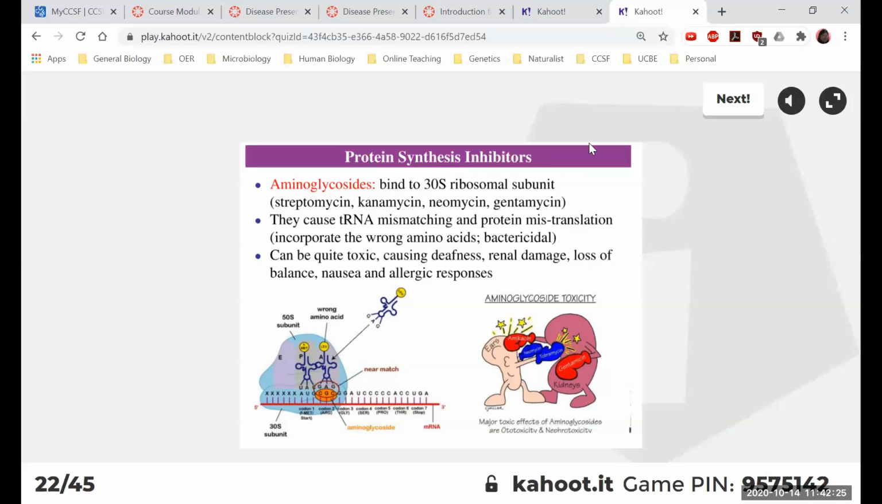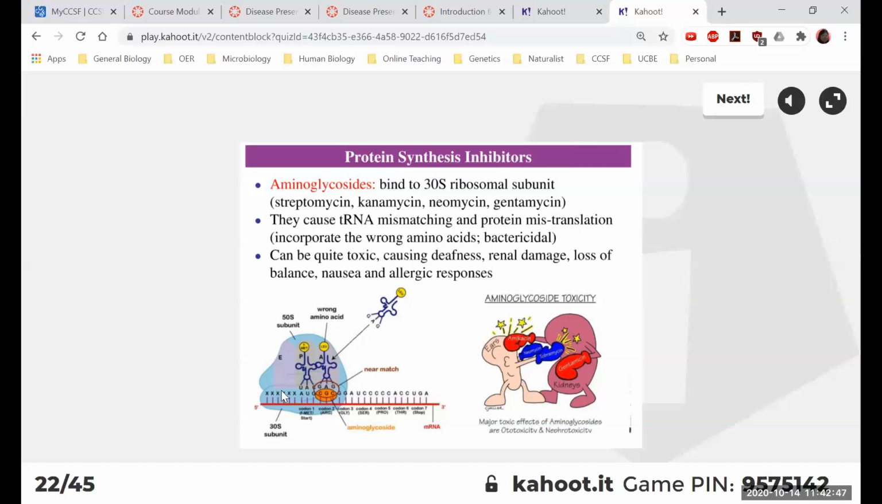Another large class of antibiotics are protein synthesis inhibitors. So aminoglycosides. So these are chemicals that include gentamicin. So we kind of talked about it early on. Also neomycin, kanamycin, and streptomycin. So they basically target a small subunit of the ribosome.